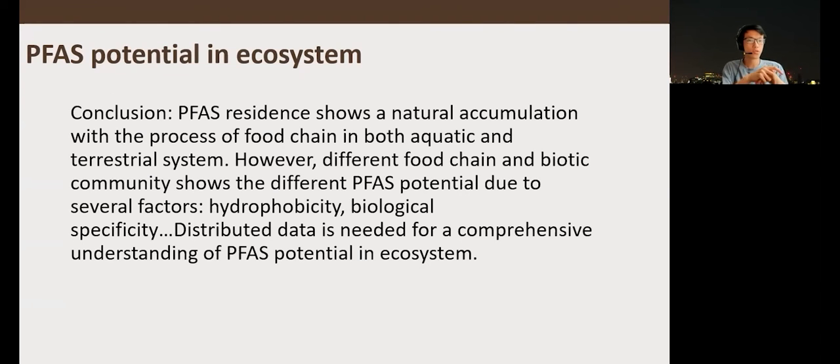The results show a natural accumulation with the process of food chain in both aquatic and terrestrial system. However, different food chains and biotic communities show different PFAS potential due to several factors: hydrophobicity, biological specificity, and so on. Distributed data is needed for a comprehensive understanding of PFAS potential in ecosystem. Now let's move to the next part.